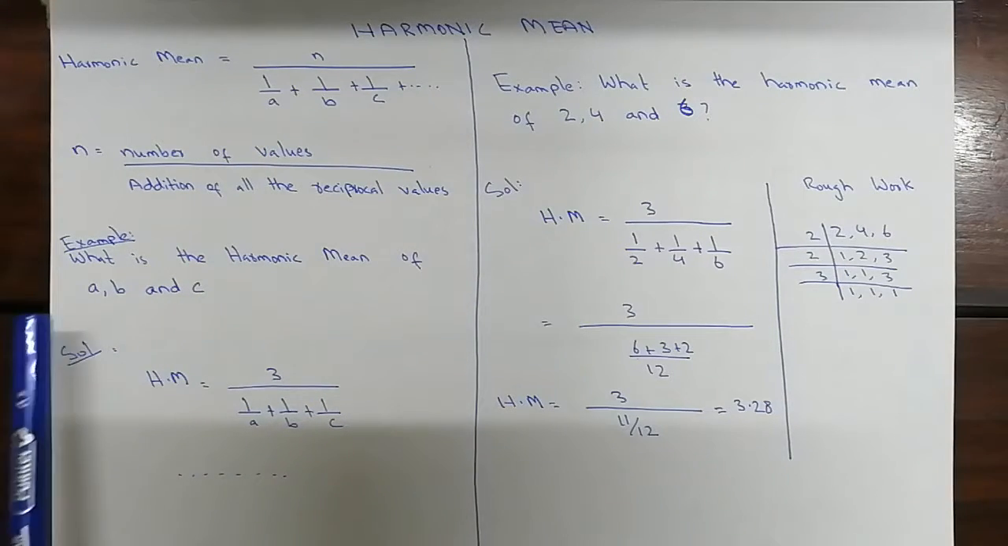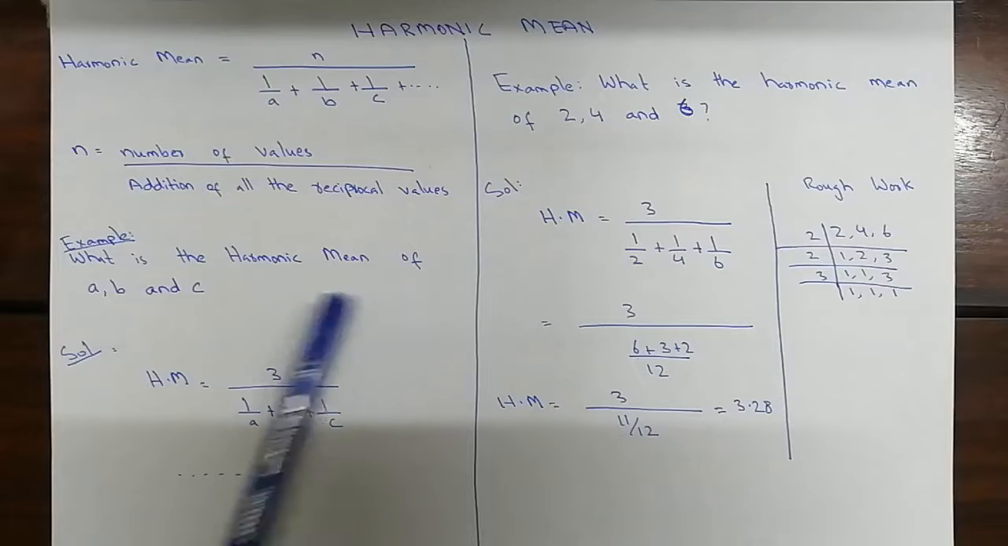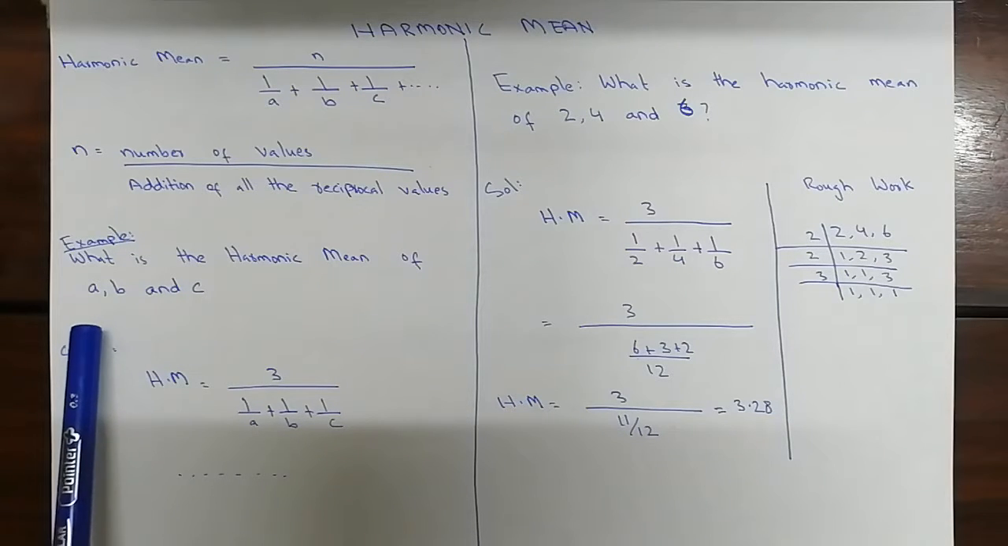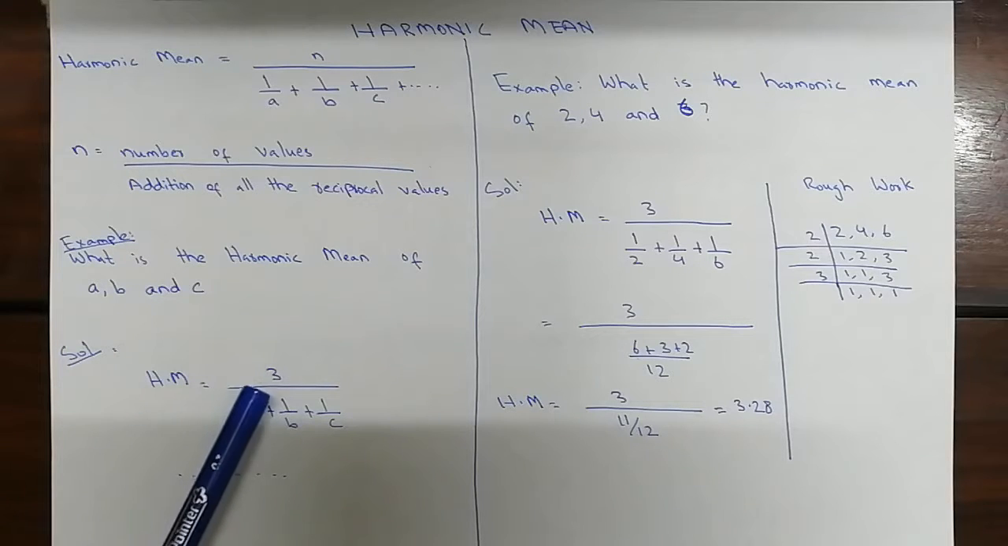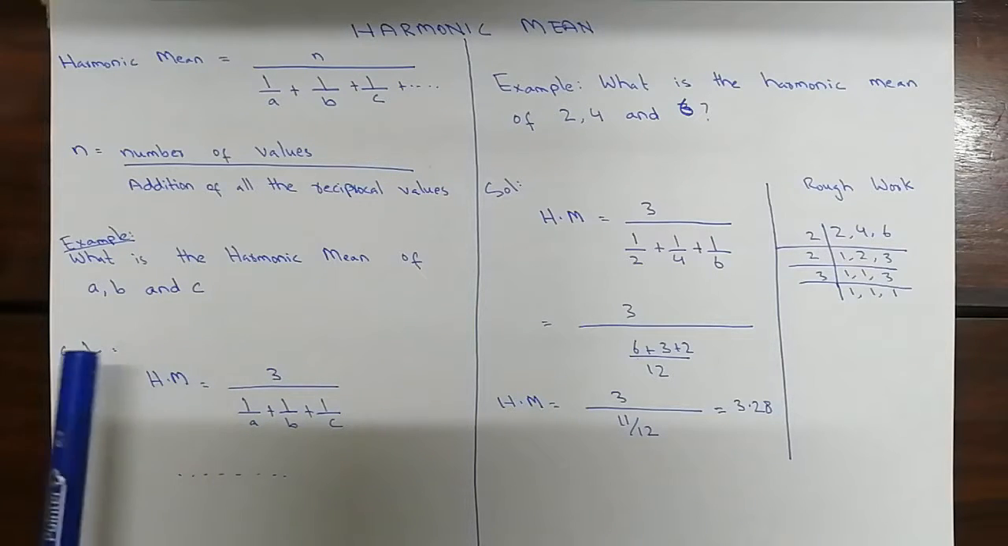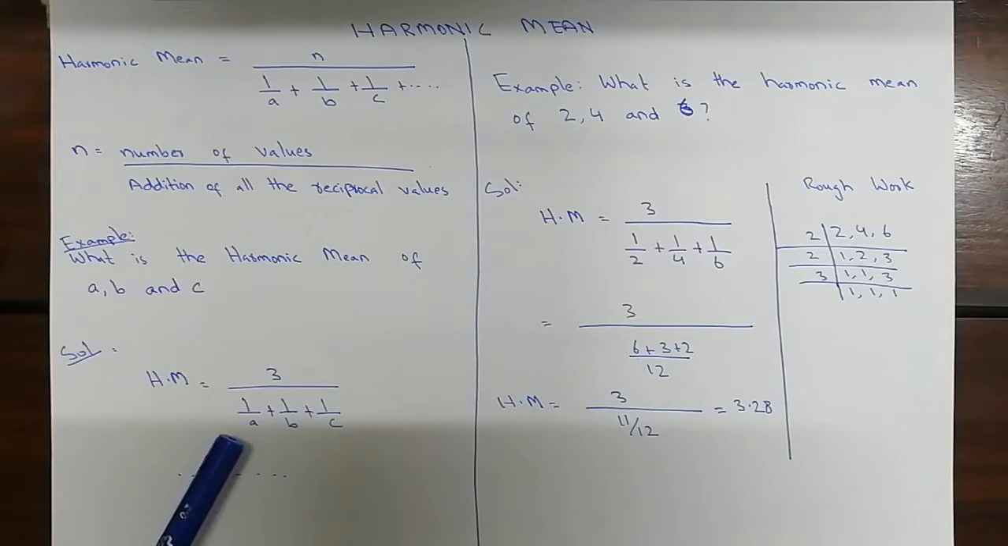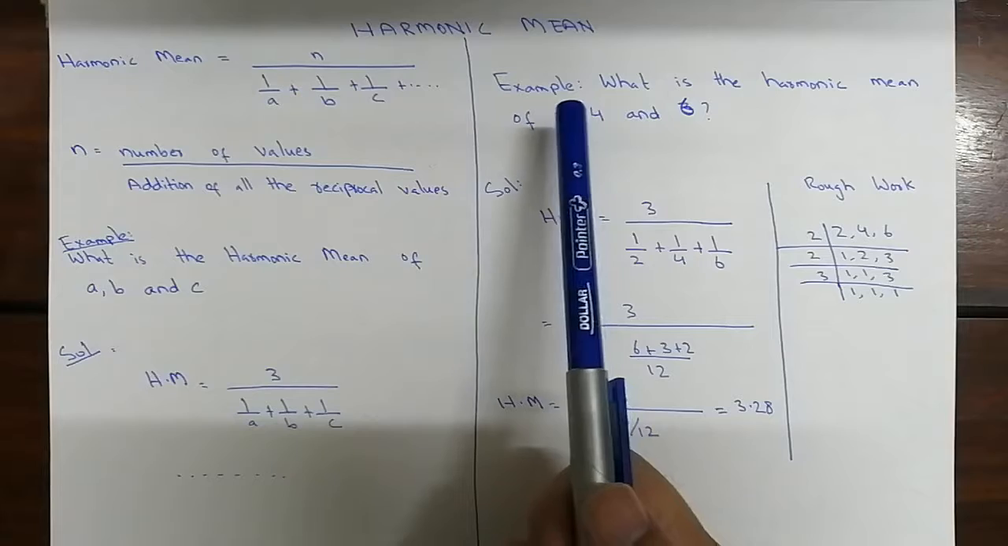How? For example, what is the harmonic mean of a, b and c? Then how will we calculate? Harmonic mean is equal to the number of values. How many values are these? 1, 2 and 3. So 3 divided by the addition of the reciprocals of the values. It means 1 upon a plus 1 upon b plus 1 upon c, and then whatever the answer may be. Here you will be clear.